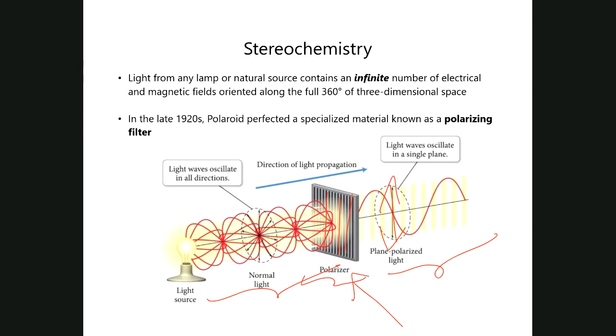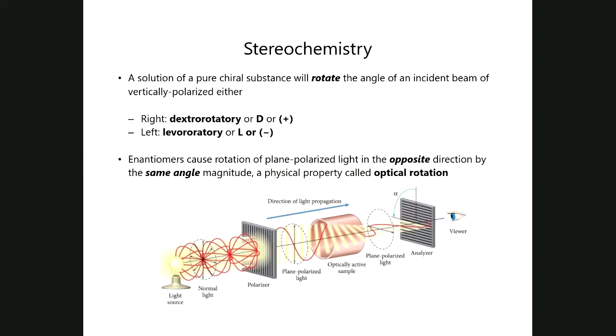So it turns out that once you've passed that light through that filter, if you take that plane polarized light and you put behind it a container, a flask, a vessel, if you will, containing one of the two enantiomers, it has to be pure, 100%. Let me take that back. It doesn't have to be 100%, but let's start with 100%.